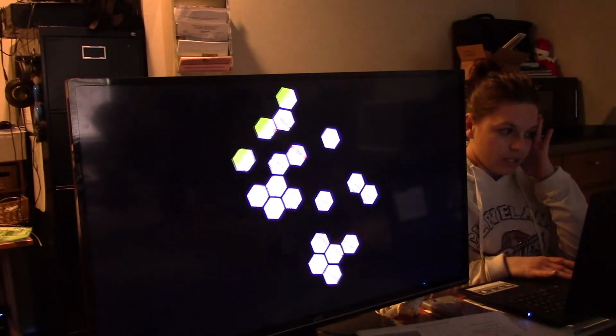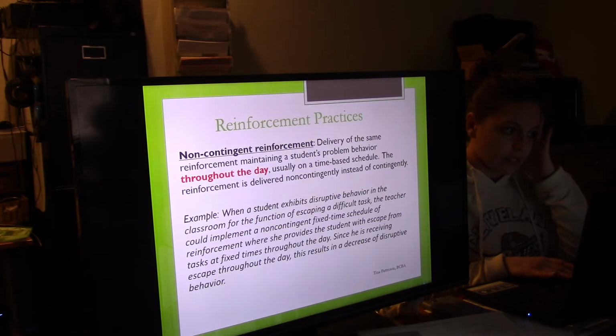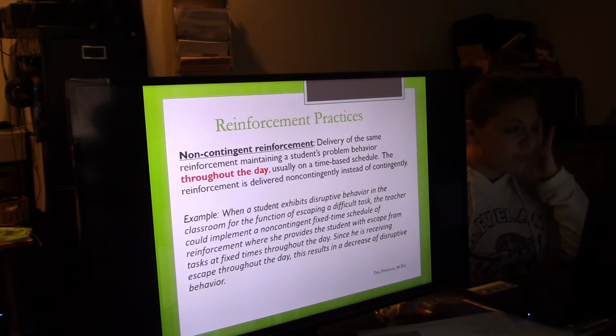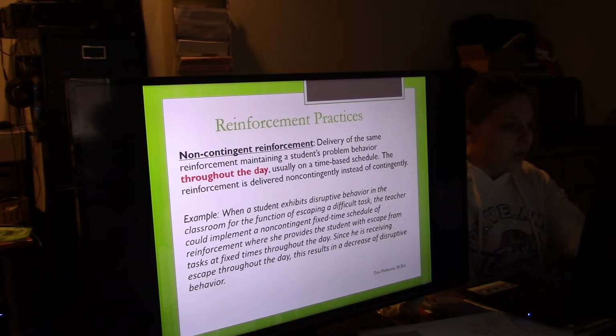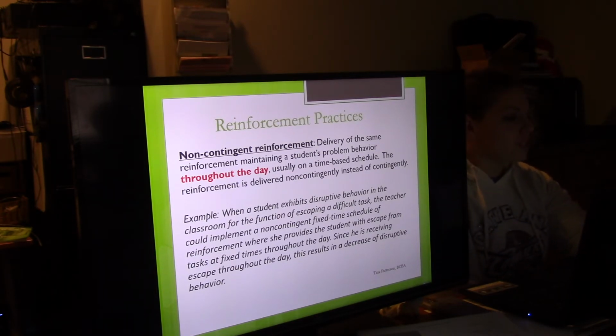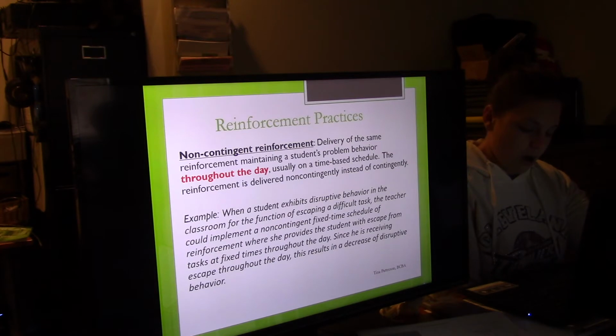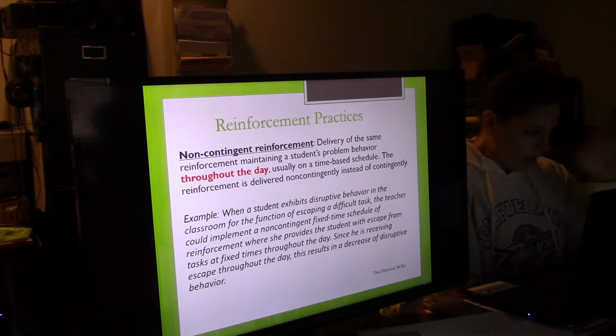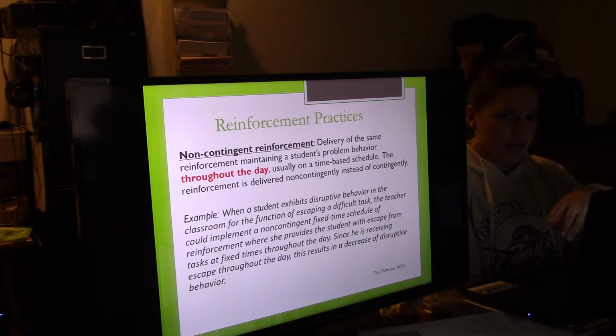Oh, my favorite. NCR. Non-contingent reinforcement: delivery of the same reinforcement maintaining a student's problem behavior throughout the day, usually on a time-based schedule. So the reinforcement is delivered non-contingently instead of contingently. When a student exhibits disruptive behavior in the classroom for the function of escaping a difficult task, the teacher could implement a non-contingent fixed time schedule of reinforcement where she provides the student with escape from tasks at fixed times. So, for our kids that are trying to escape their work, we can say, they're not earning.